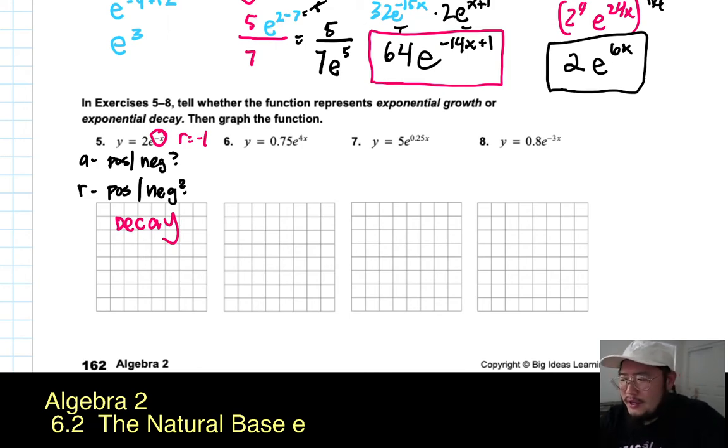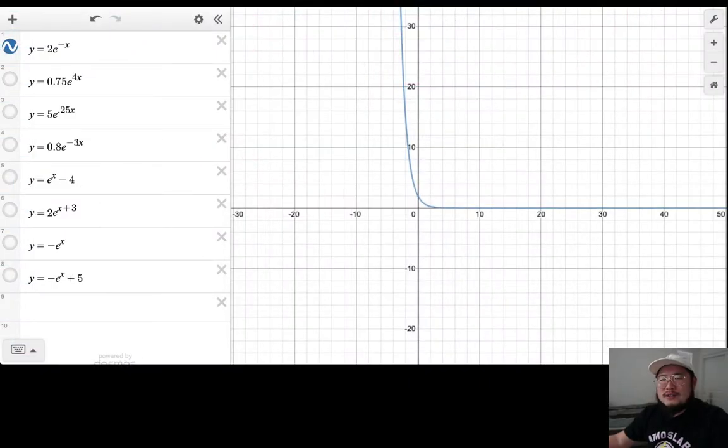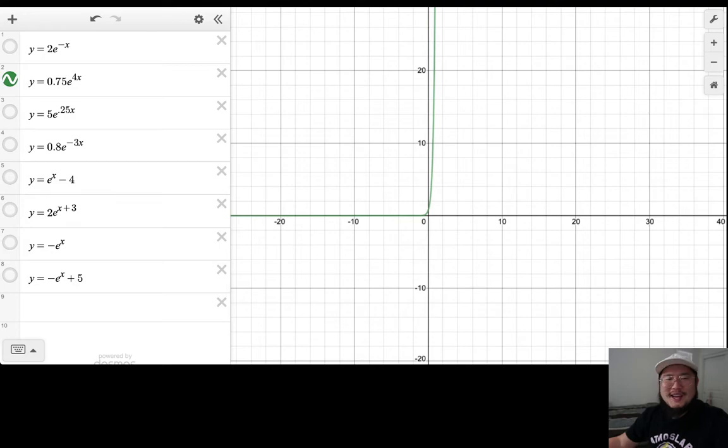Looking at number six, A right here is positive. It's 0.75, but it doesn't matter if it's greater than or less than one. Our R term right here is also positive, right? We got four. So this time around, we do have ourselves growth. And that I am pretty certain of. So we go ahead over here. Let's show what it looks like on Desmos. And it's going to go upwards. And there you have it. Okay. Phew.